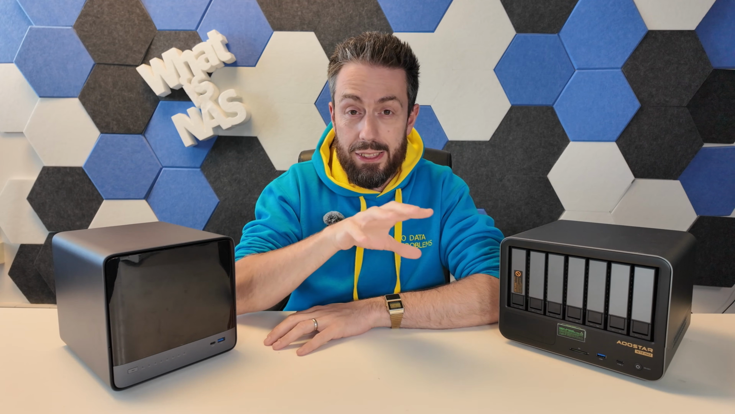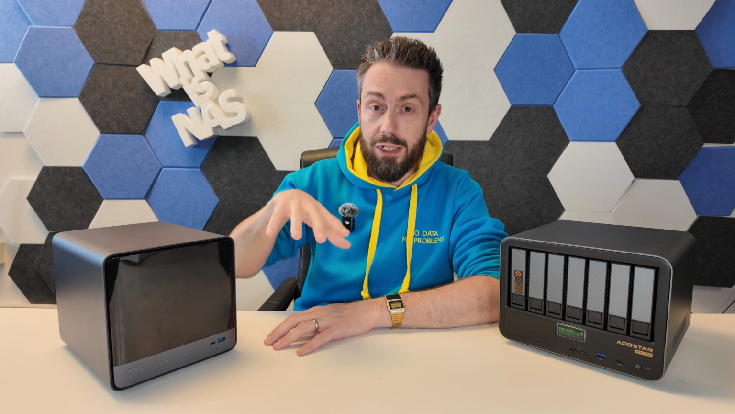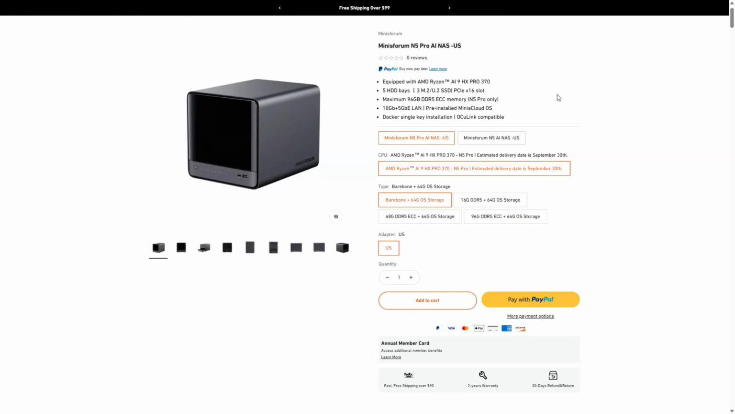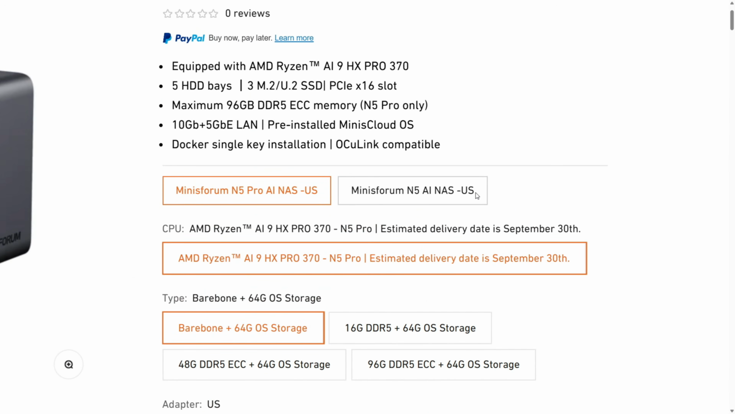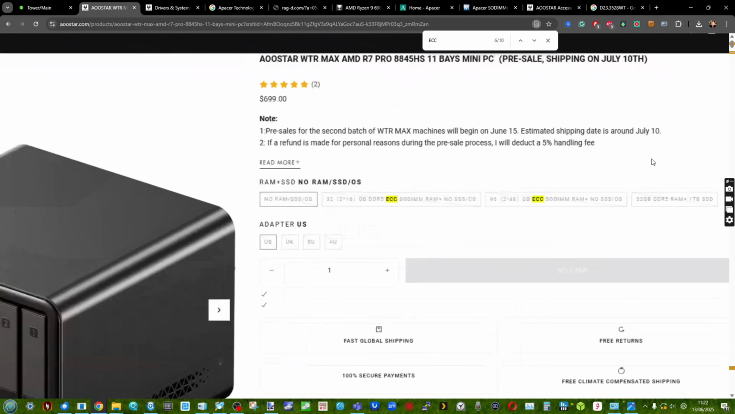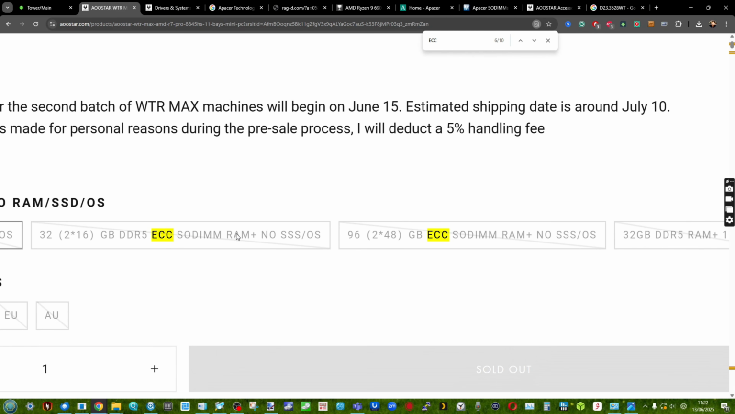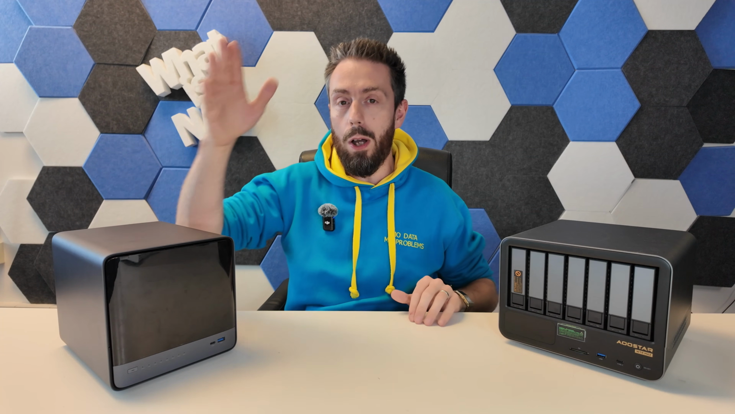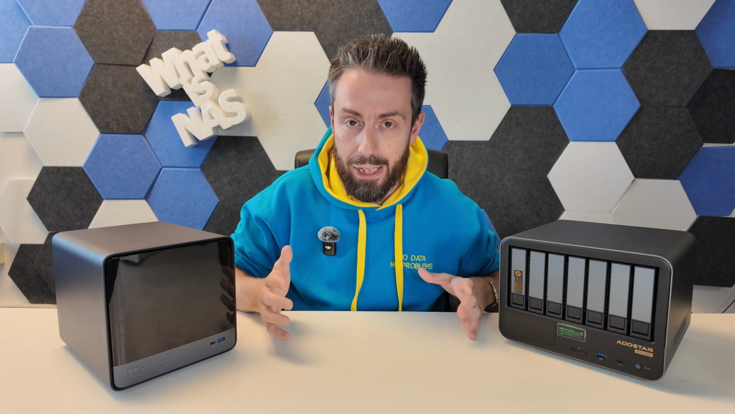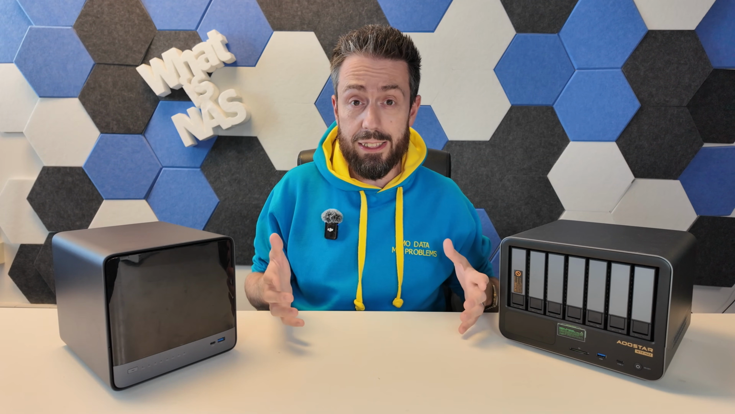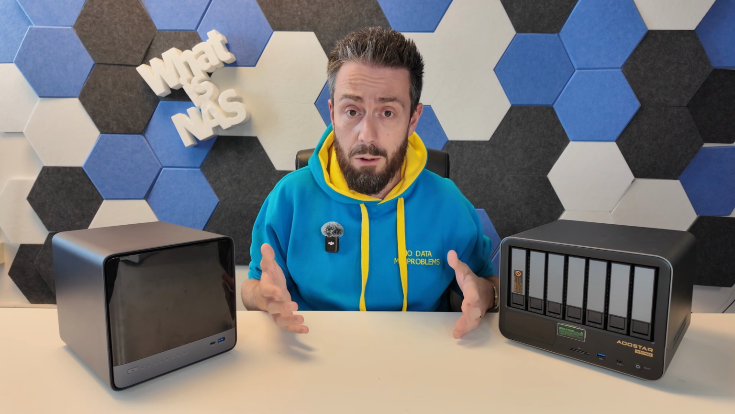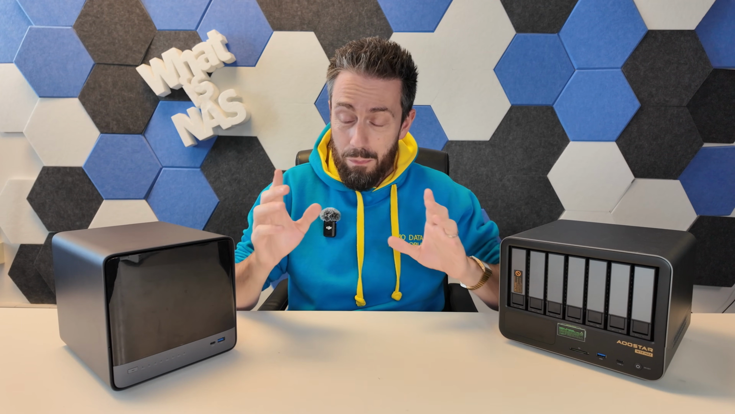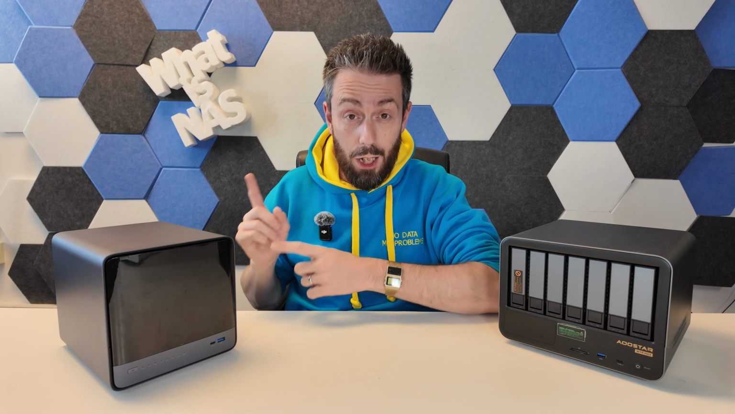In terms of price and value, there's actually a third device not here on the table, and that is the standard N5. And throughout the course of this video, although I'm going to talk about the Aoostar WTR Max and the N5 Pro, I will be making reference to the standard N5 that sits neatly in the middle. Now that is relevant to this section where we're going to talk about price and value, because at a glance, this device seems bonkers overpriced.